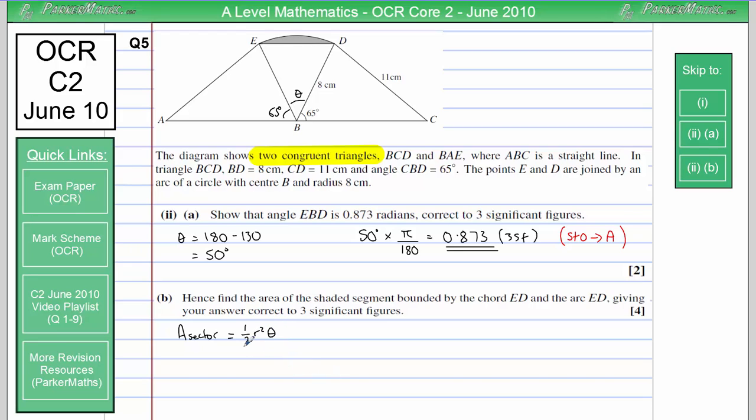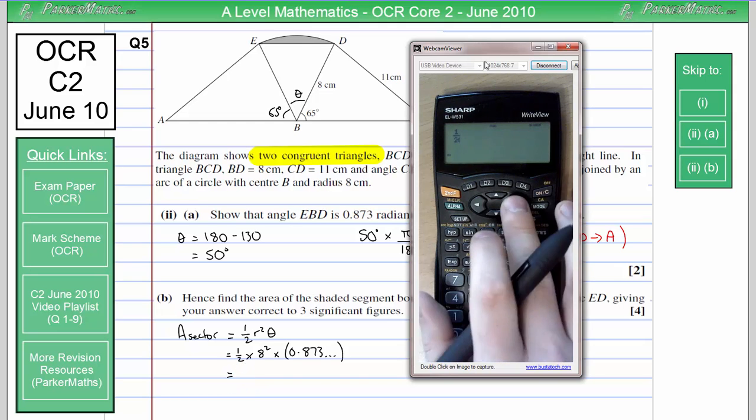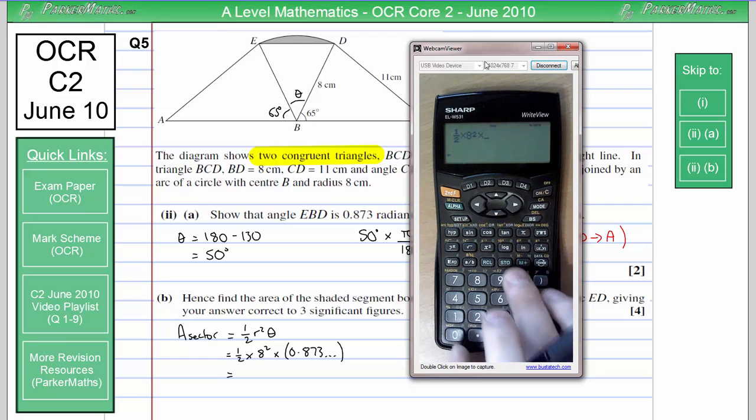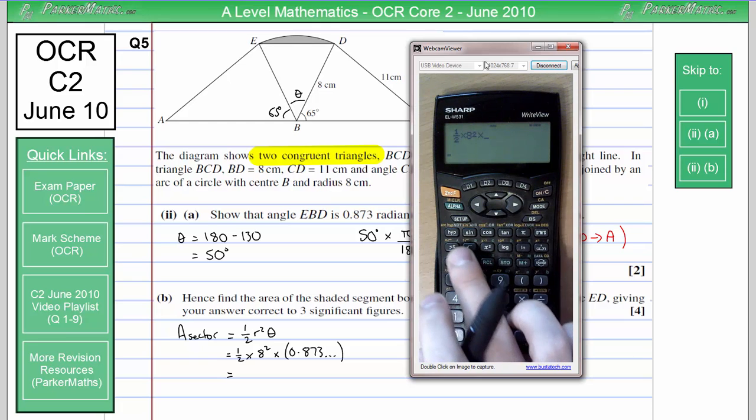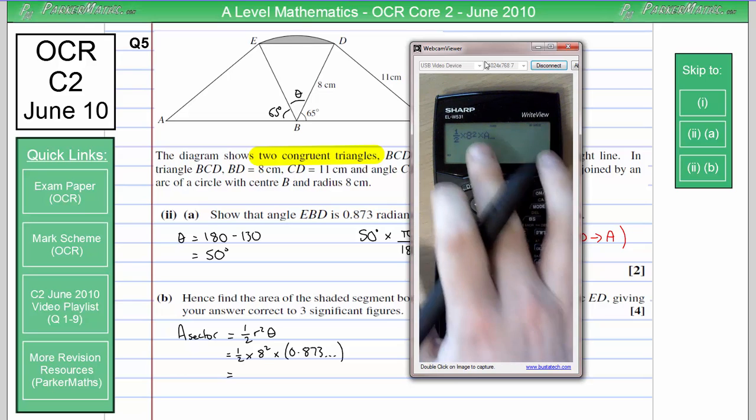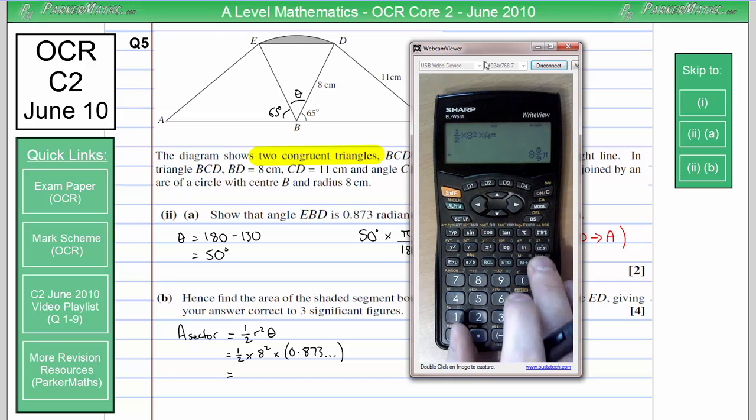That one's not in the formula book, it's one you need to memorise. So in this case, I'm going to do a half multiplied by 8 squared, because the radius is 8, multiplied by 0.873. But remember, I've stored that answer in my calculator so I can get an exact value for this part of the question. So in order to get the stored value, it's stored under the green letter A, so I'm going to press the alpha key and then A. Shows up as an A on here, and if I do that, I get 27.9 and so on.